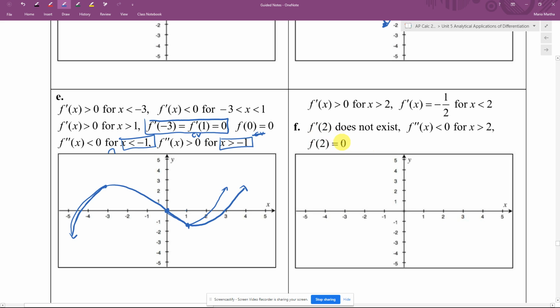So if it doesn't exist, remember, it could be either a cusp or something like a tip, right? So for sure, we know that at 2, we have a 0. And then the slope is negative 1/2 until that point. So we have a point right there, and then it's just going to be a straight line going in that direction to the left. And then finally here, we start to increase and it's concave down. So we have a graph that looks like this.